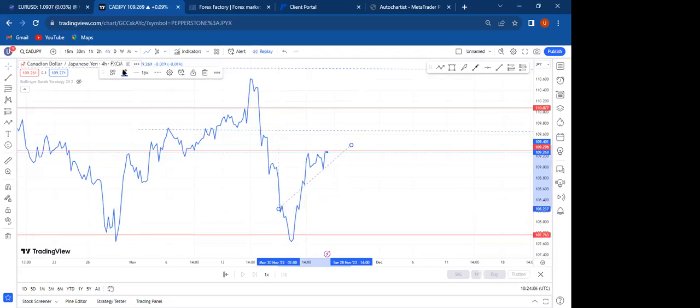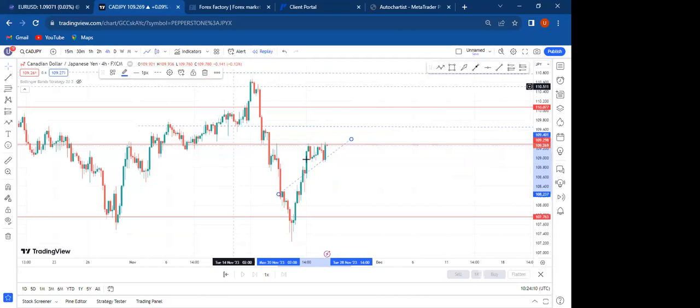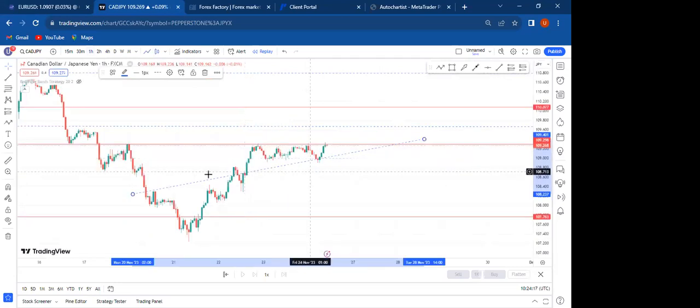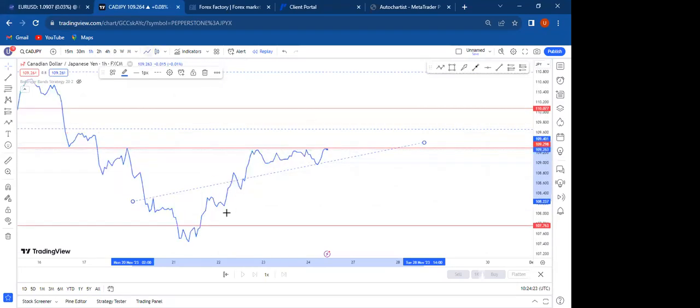So I'm bullish on KJPY. Let's see the 1 hour time frame to see if we have entry, but I'm bullish on KJPY. So where will be my entry? I go to line charts, look for tangible areas.